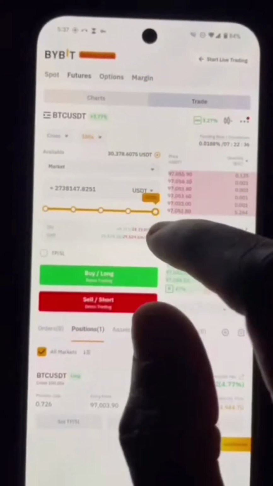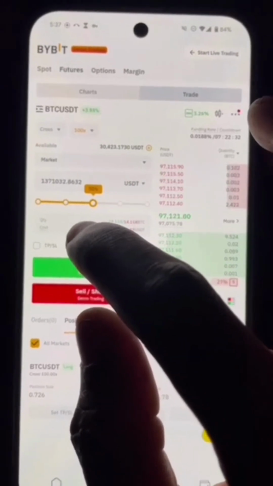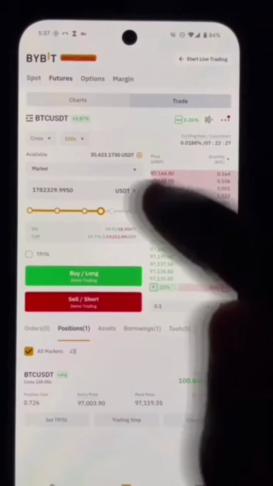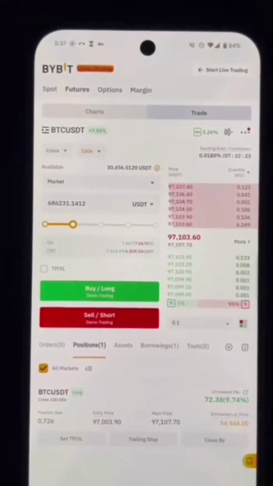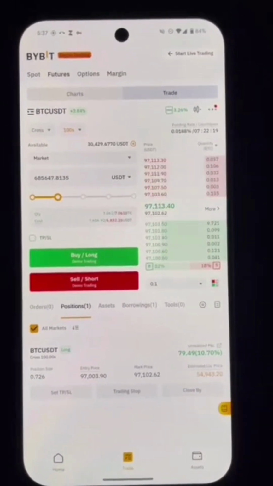Do you know why it used to liquidate you? Because you use a high percentage, maybe half of your capital. So the market will not respect your stop loss because you use a high percentage. But if you use maybe 25%, 15%, 20% of your capital, I guarantee you it will not liquidate you.